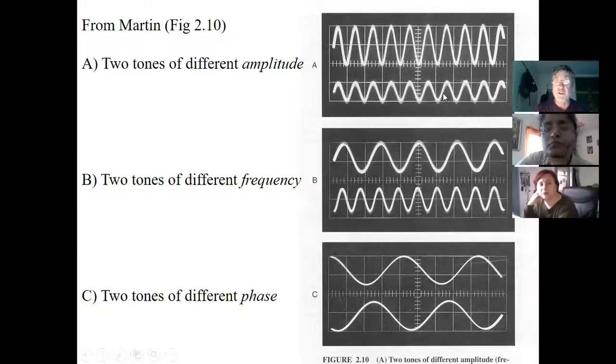Okay, let's look at this one here. 1, 2, 3, 4.5. 4.5 hertz. What about this one here? 1, 2, a little bit more than 2 hertz. Hertz means number of cycles or number of wavelengths per second.